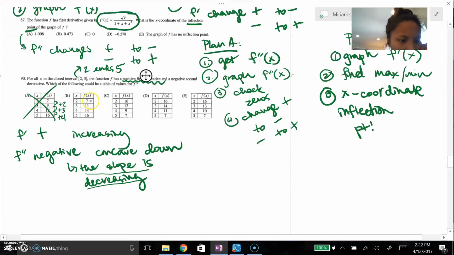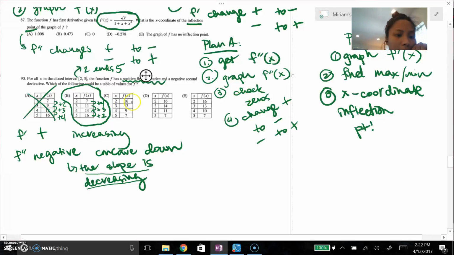B, the numbers are increasing: 7, 11, 14, 16. Great, I like that. And let's look at the slope now. 7 to 11 will give you plus 4. 11 to 14 is plus 3. 14 to 16 is plus 2. I like this, so I'm going to circle it.